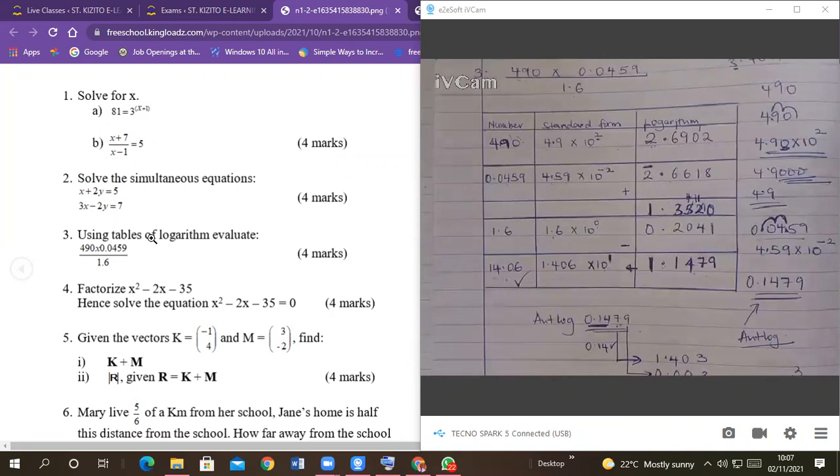What if you don't have a log table? People want to use calculators. For me, what I see, a log table is easier than even a calculator. I don't know what you would prefer, but a log table is far, far better because it gives you the exact value according to what the question is telling you.